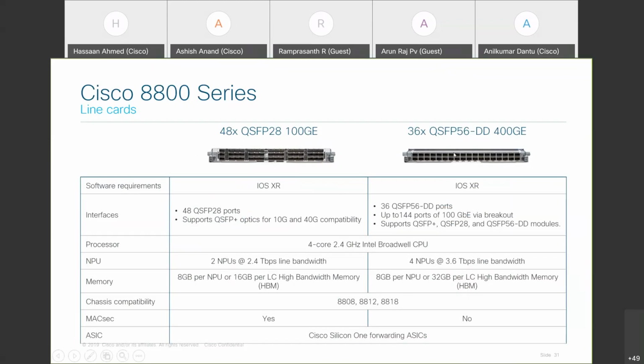And the line cards are common across your products like 8808, 12, and 18. Okay. And the 48 into 100 gig card actually supports MACsec, while the 36 into 400 gig card doesn't support MACsec as of today.